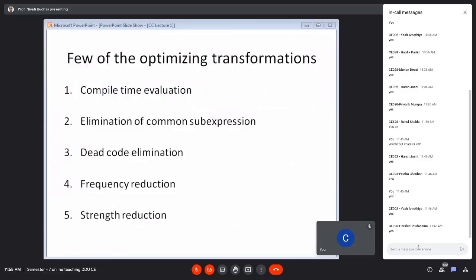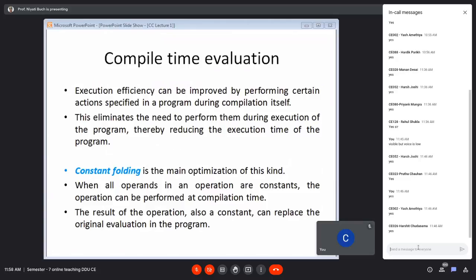Now, a few names we are going to discuss of the optimizing transformations. They are compile time evaluation, elimination of common sub-expression, dead code elimination, frequency reduction, and strength reduction. So we are going to go through these optimizing transformations as part of our course, starting with the first one, that is compile time evaluation.